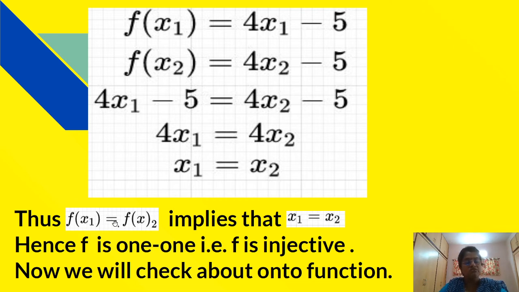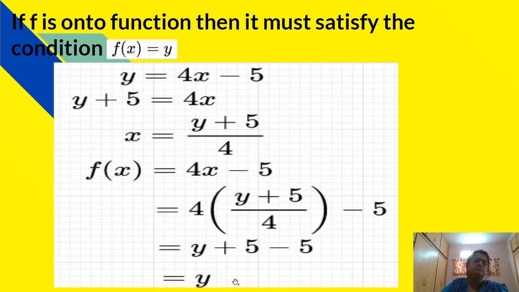Thus, f(x1) = f(x2) implies that x1 = x2, and hence f is a one-one function, that is, f is injective. Now we will check about the onto function. If f is an onto function, then it must satisfy the condition f(x) = y. Now y = 4x - 5. Therefore, y + 5 = 4x. Hence, x = (y + 5)/4.